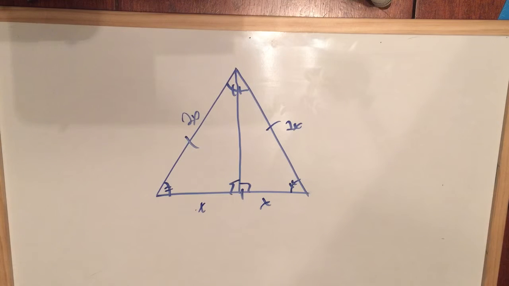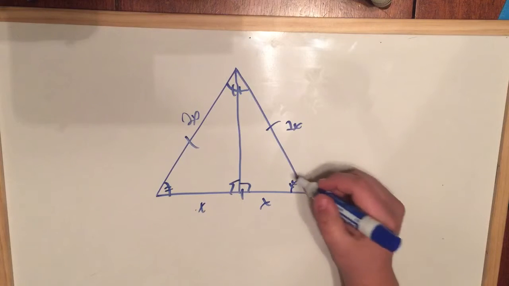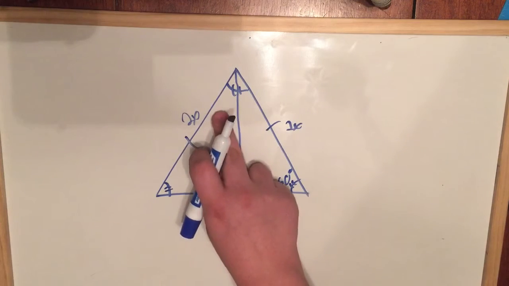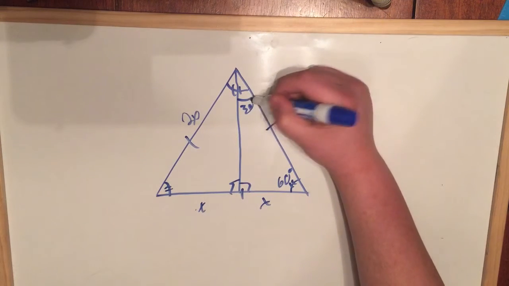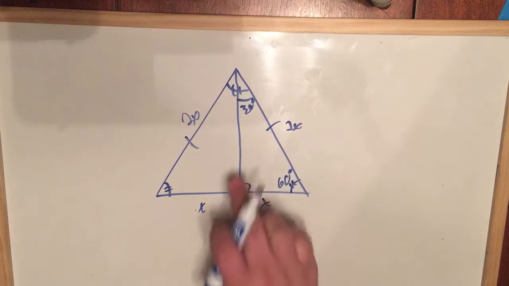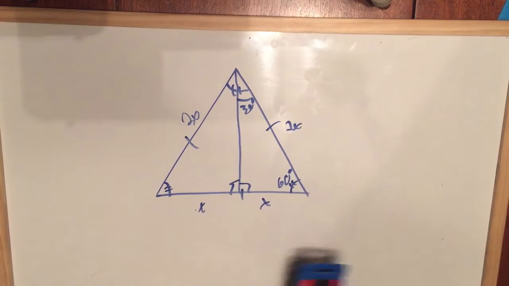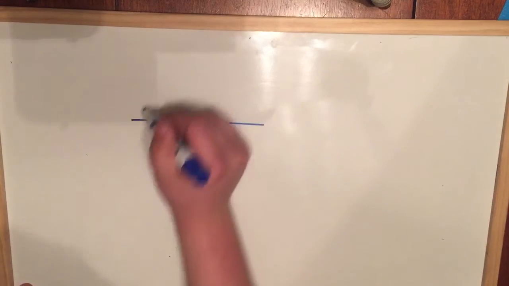Now, saying that all of these angles around here equal 60, we can say that this angle here and this angle here are now 30 degrees. Now here's our basic 30, 60, 90 triangle. I'm going to redraw this so that we have the 30, 60, 90. Only we're going to have this.